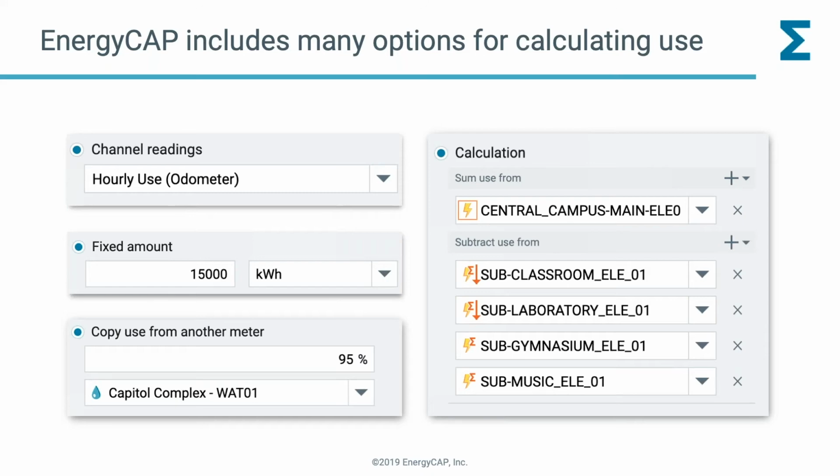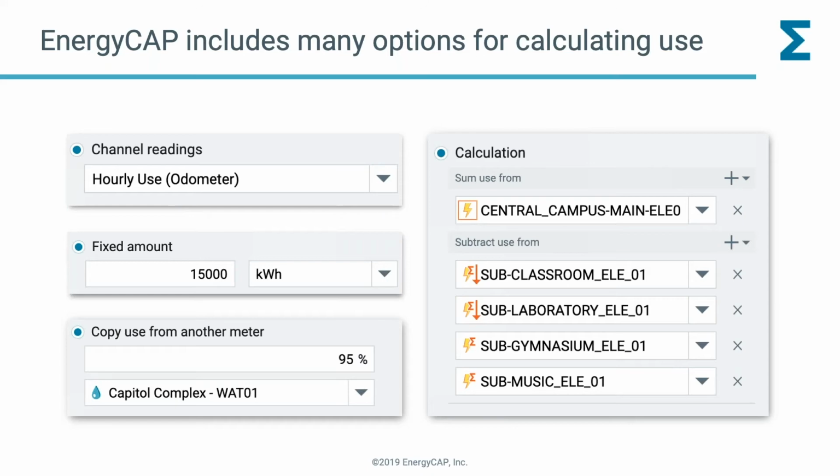That's the example that I have demonstrated on the screen here, where this water meter, Capital Complex Water 01, 95% of the use for that meter in this month will be added to a sewer meter where we're creating a brand new bill. That way you can flexibly create new bills in your system that will dynamically update month to month based on some percentage of another meter in your system.